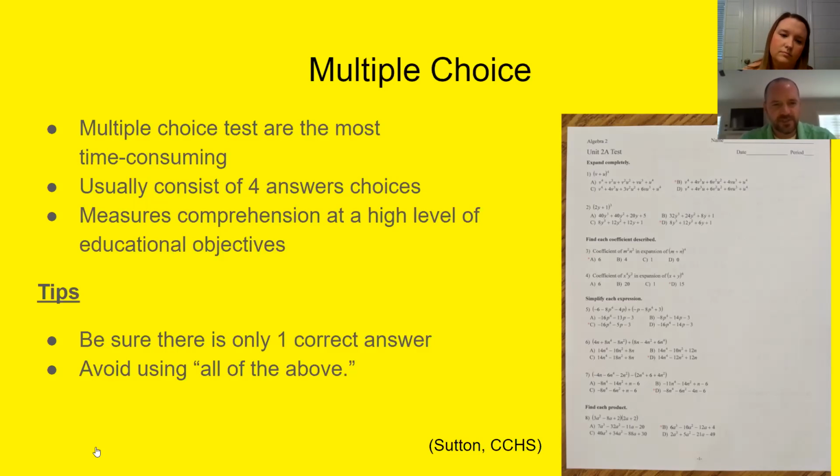The tips: be sure there's only one correct answer and avoid using all of the above. It mentions in the text that you want to avoid using all of the above because the majority of the time when you have all of the above as an option, that is usually actually the answer.